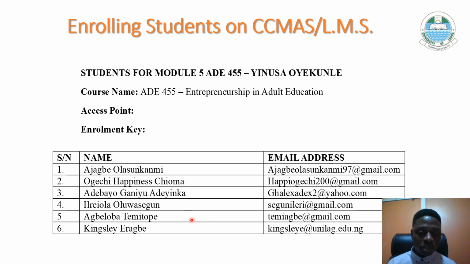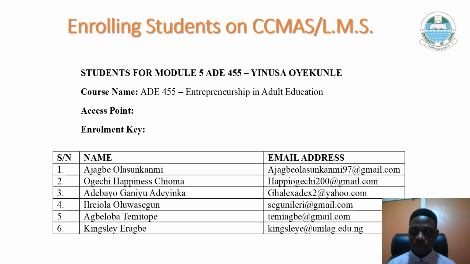However, you must have the names and email addresses of your students or learners that are willing to enroll. So you get their names. They can be 10, they can be 50, they can be 60, they can be more than that, depending on the size of the class or the size of those people that are willing to enroll in your course. Once you have their email addresses, you prepare a table like this.